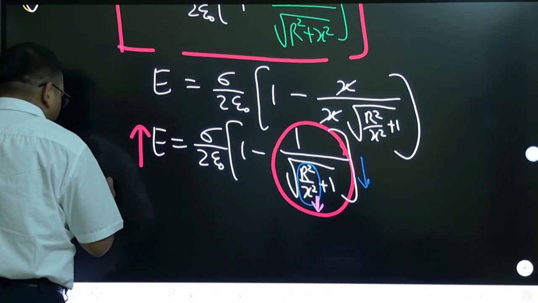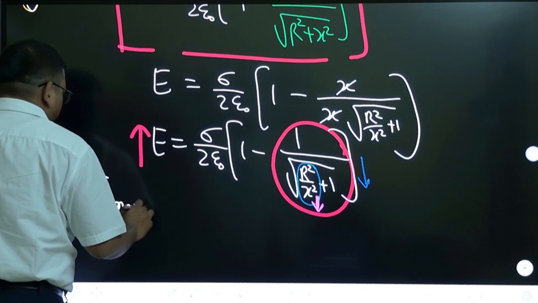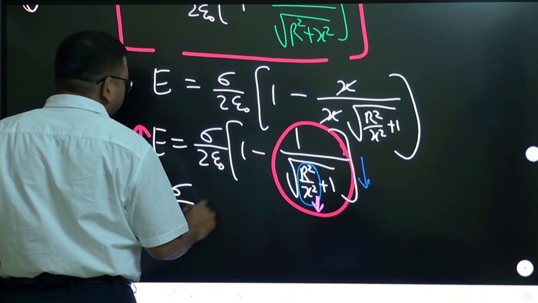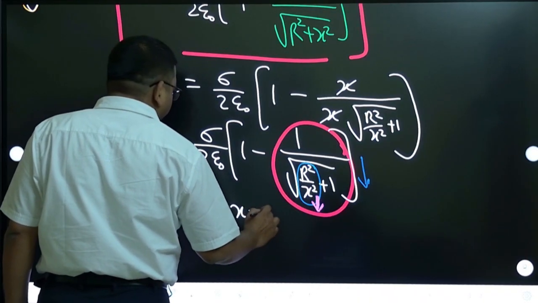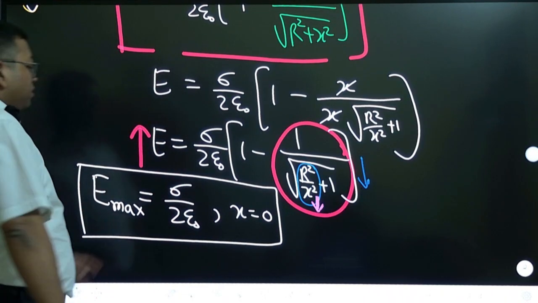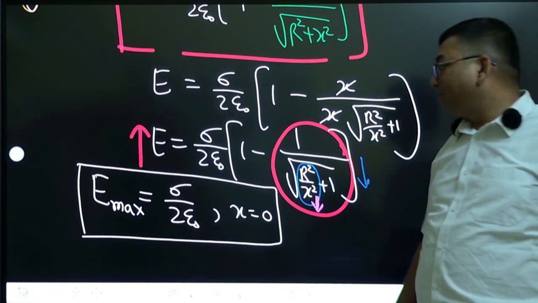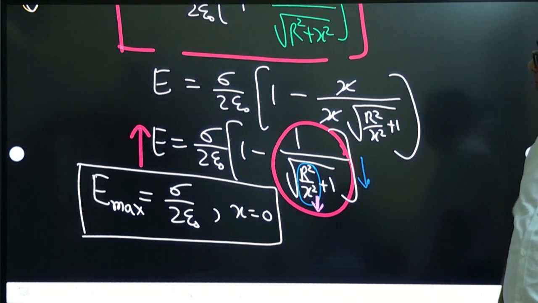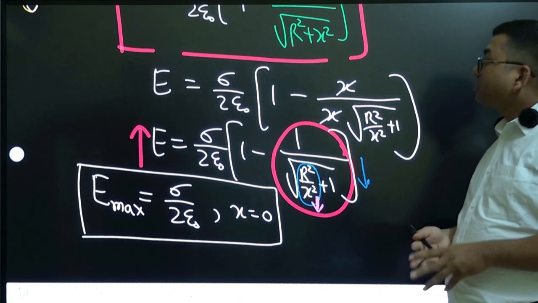So directly you can write that E will be maximum. The maximum value will be sigma by 2 epsilon, because this term will be 0, and this will happen when x is equal to 0. Okay, clear? Maximum field will happen when x is equal to 0. You don't have to differentiate this, because from differentiation no roots will come. Okay. Then let us go further.